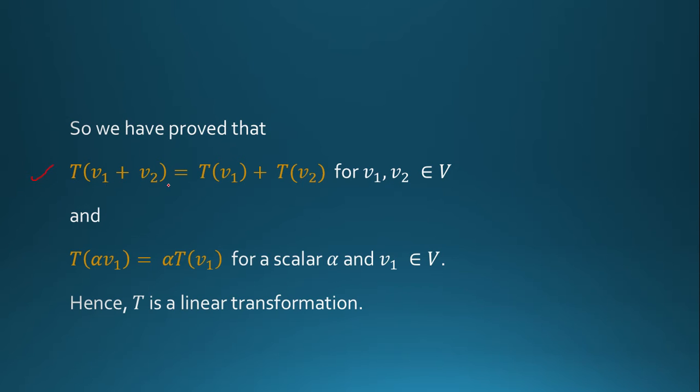T of V1 plus V2 is equal to T of V1 plus T of V2 for V1, V2 belongs to V, and T of alpha V1 is equal to alpha T of V1 for scalar alpha and V1 belongs to V. Hence T is a linear transformation.